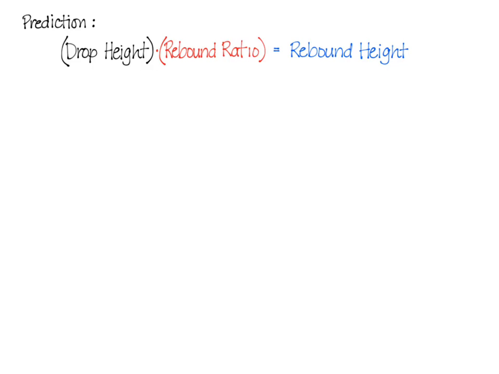So I'm going to use that rebound ratio now to do my predictions. You're going to have the drop height times the rebound ratio, and that will give you the rebound height. So in the next problem it says drop it from 275 centimeters. So I multiply it by the rebound ratio, and my rebound height would be approximately 232 centimeters. Different than the answer posted because, again, my rebound ratio was slightly different than theirs.